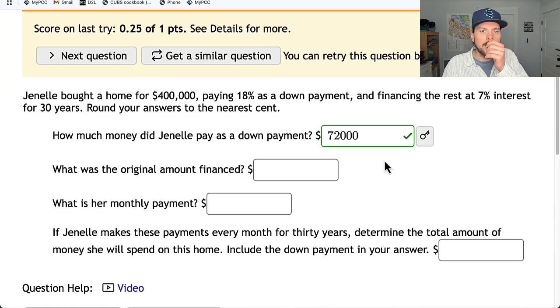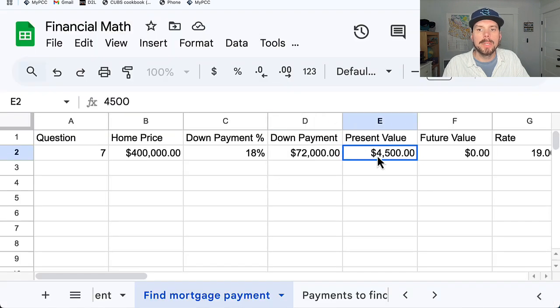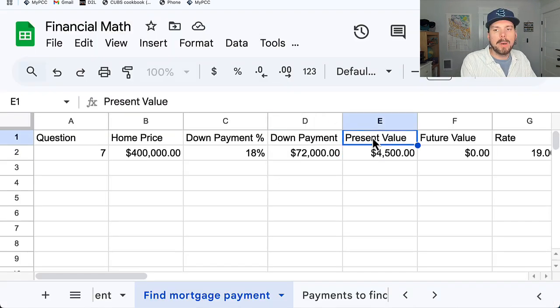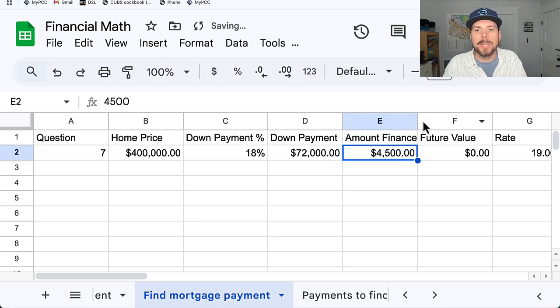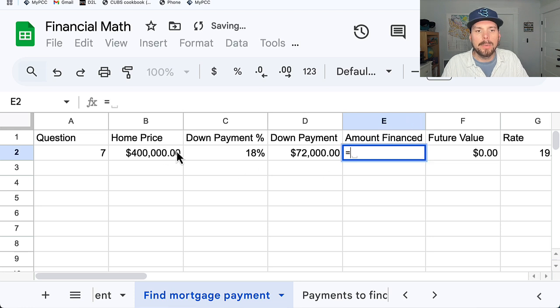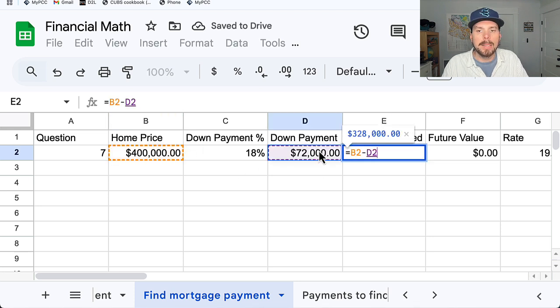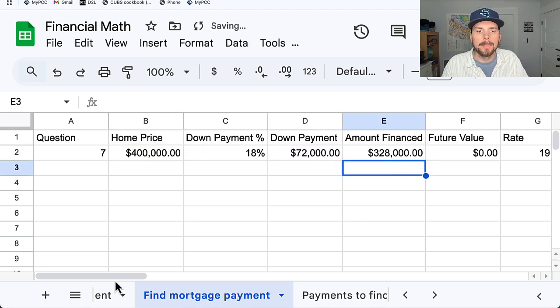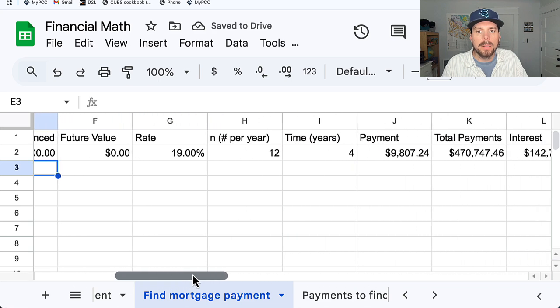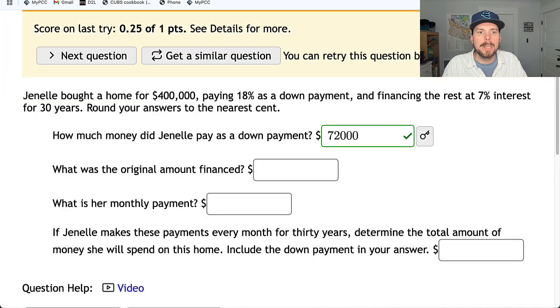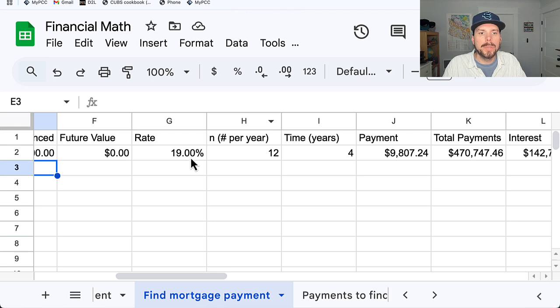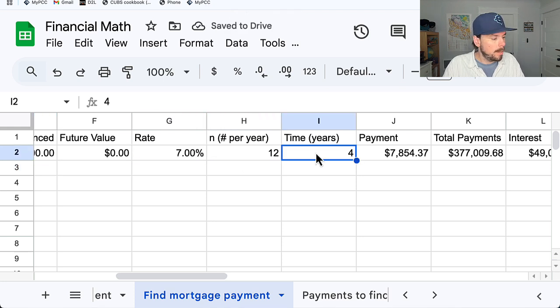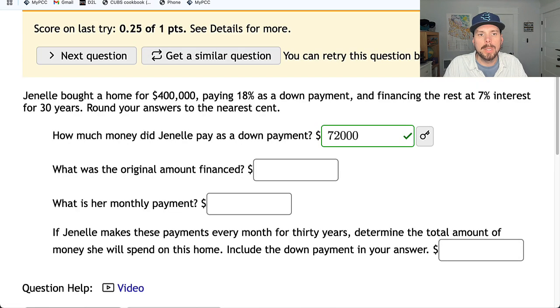So I would be subtracting that off from the 400,000 to get the present value, or you could call it amount financed. Same goes for the last spreadsheet. Here the amount financed is going to be equal to the home price minus the down payment. Now from there, I do need to update this. I've got a 7% interest rate, 12 times a year for monthly, and most of these are 30-year mortgages that we're going to see.